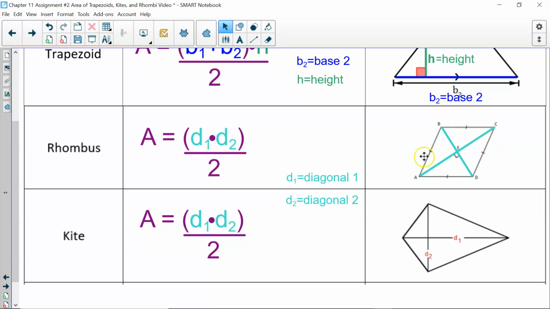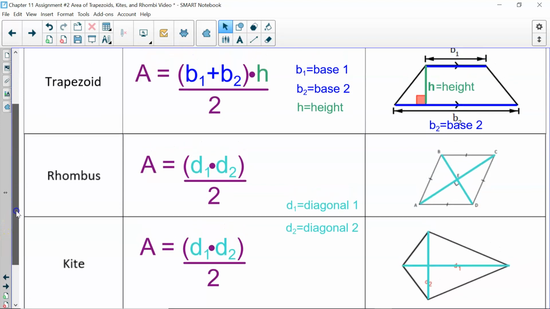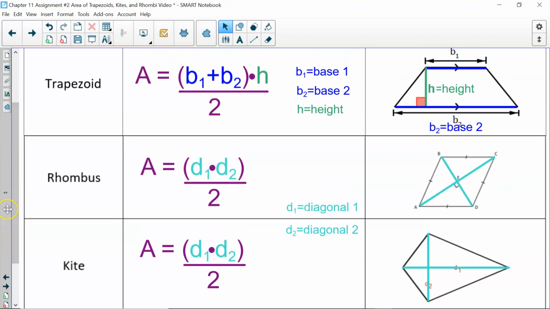So for my rhombus, I have drawn a quadrilateral that has 4 congruent sides, so mark those sides as congruent. And my kite is laying on its side, and again label the 2 diagonals d sub 1, d sub 2. If you need to pause the video here or rewind a little bit to make sure that you get all of these formulas in here, now is a good time to do that before we start working our examples.